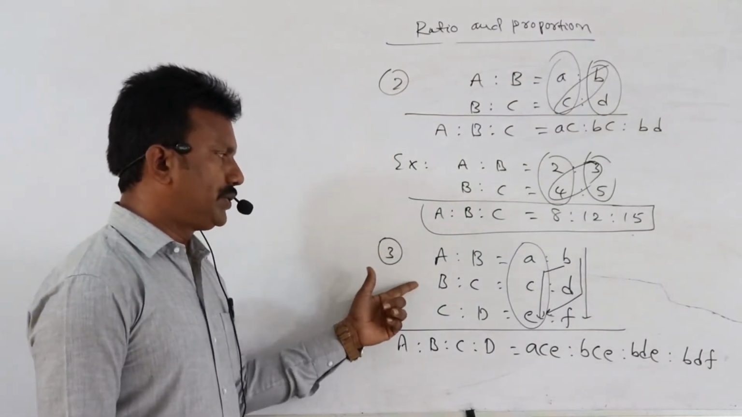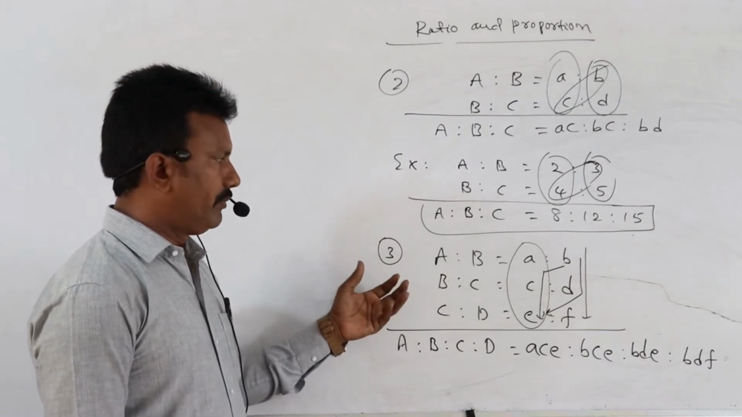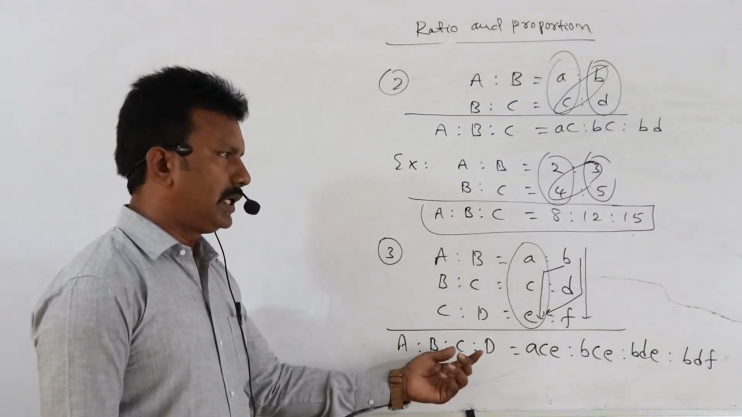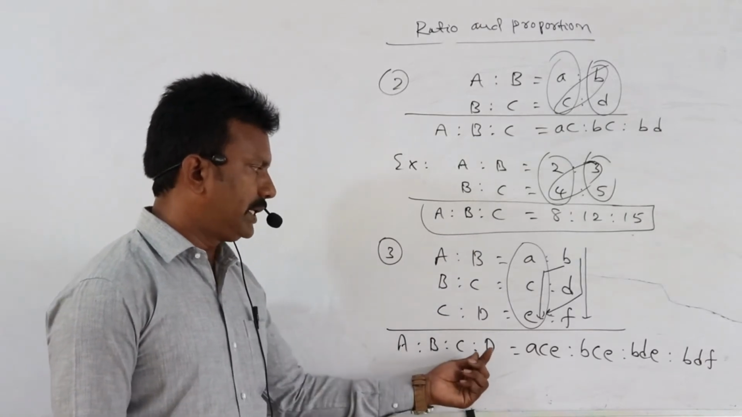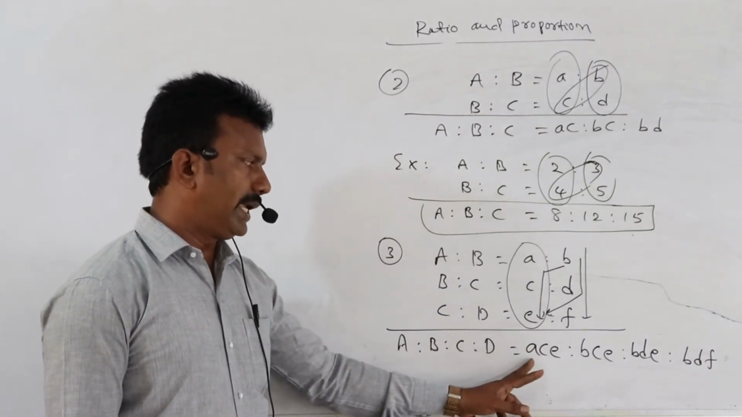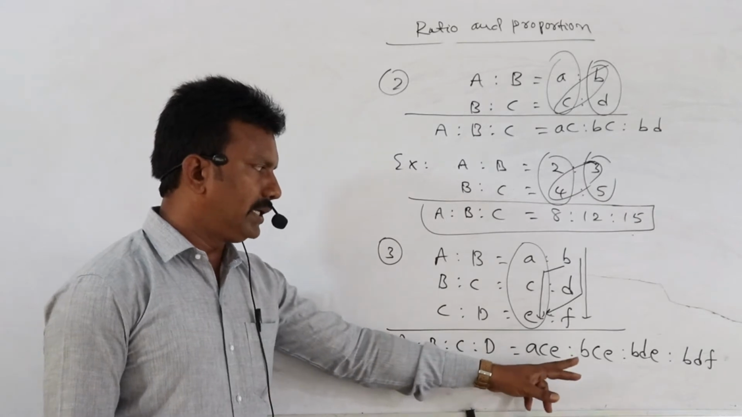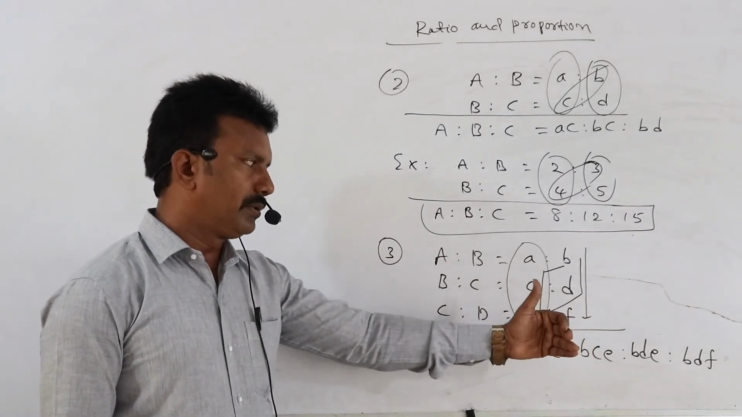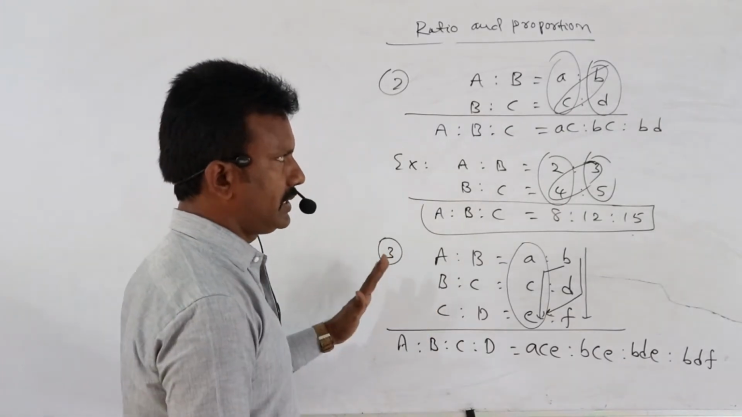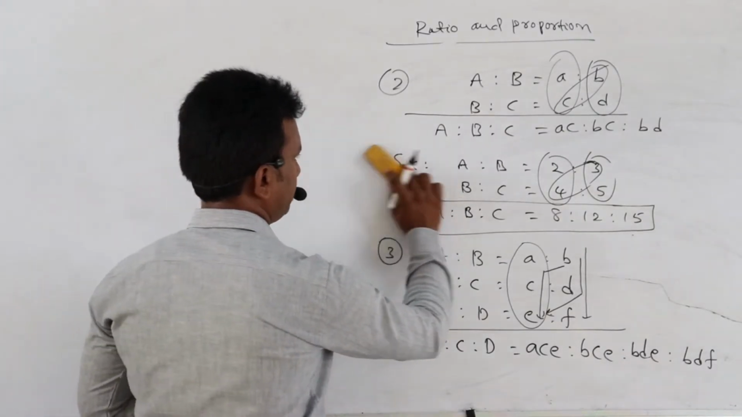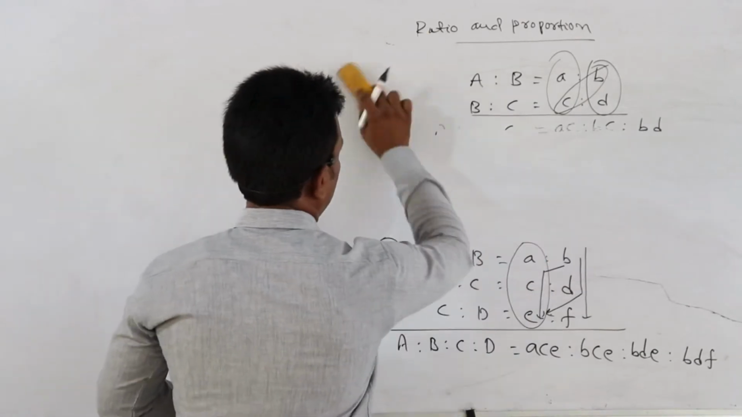In case three ratios are given, we write four parts. So A is to B is to C is to D is equal to ACE is to BCE is to BDE is to BDF. We write one example for this shortcut.